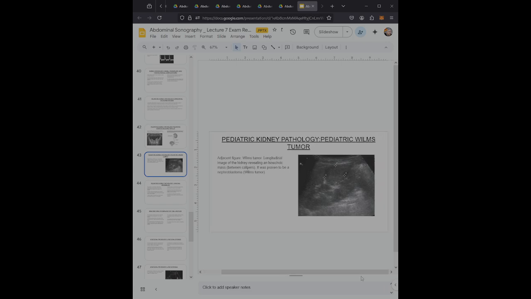Pediatric Wilms tumor. This is referred to as a nephroblastoma. It is the most common solid malignant pediatric abdominal mass. It is typically discovered before the age of 5 with a mean age of 3, and it presents as large, solid, mostly echogenic masses that may contain anechoic or hypoechoic areas.